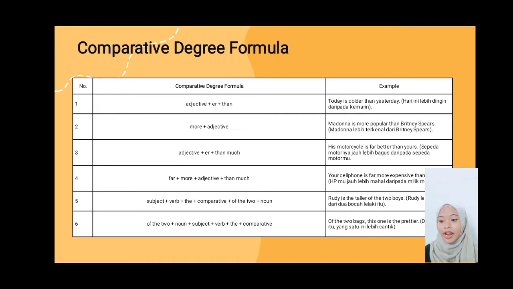And for number 5, subject plus verb, plus the comparative, plus of the 2 plus noun. Example sentence: Rudy is the taller of the 2 boys. And the final formula is of the 2 plus noun plus subject plus verb plus the plus comparative. For example: of the 2 bags, this one is the prettier.